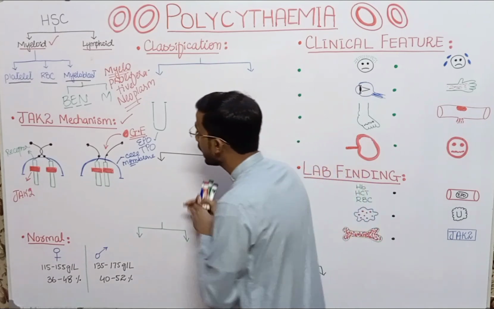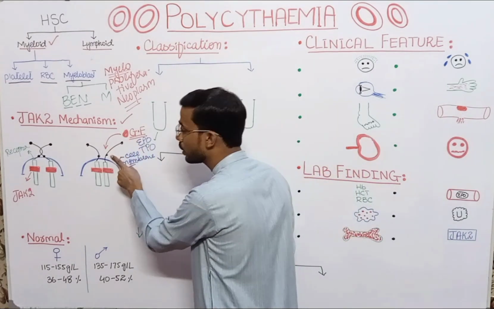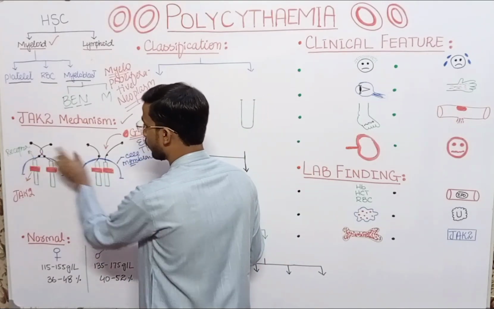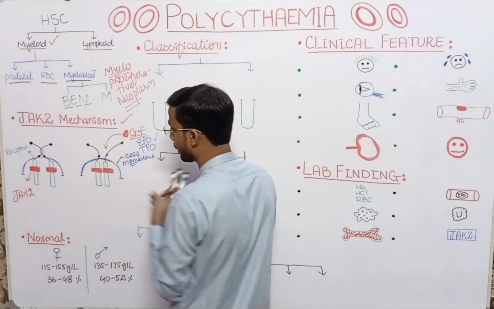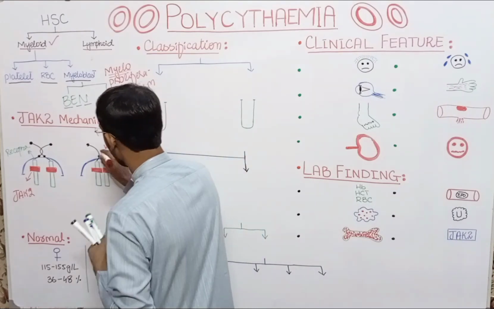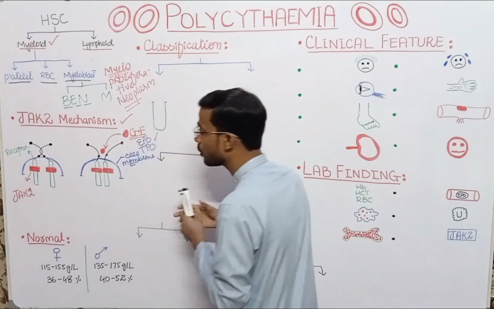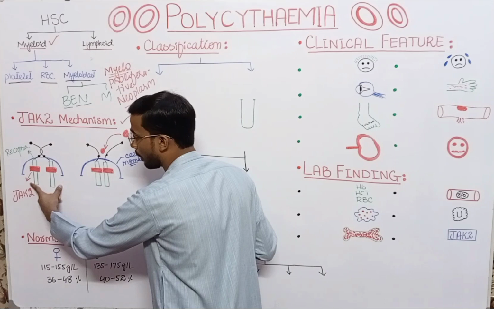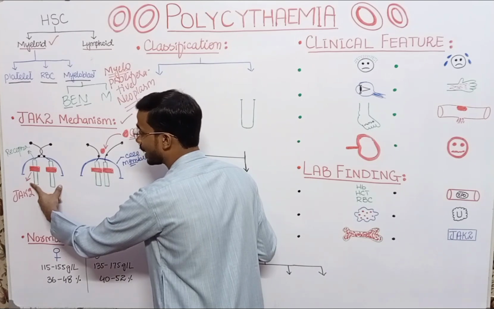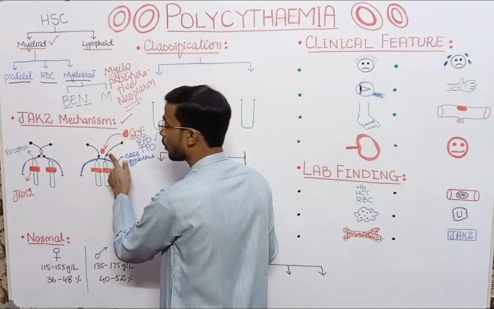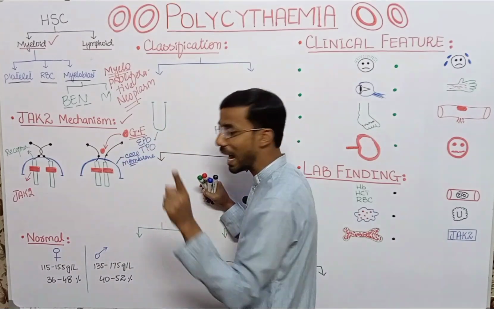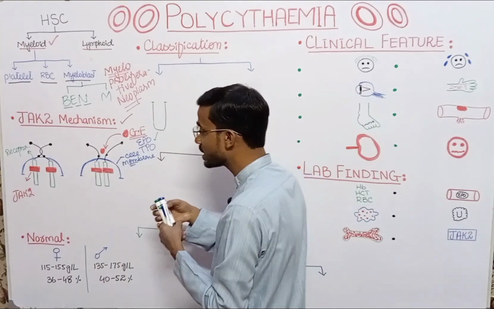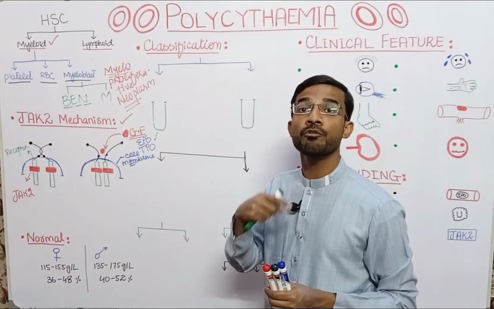If the EPO attaches to the growth receptor, then what will happen? Normally the two domains of the receptors are far apart from each other. But when the growth ligand EPO binds to the receptor, their domains close to each other. In that situation, you will see the JAK2 will become phosphorylated.